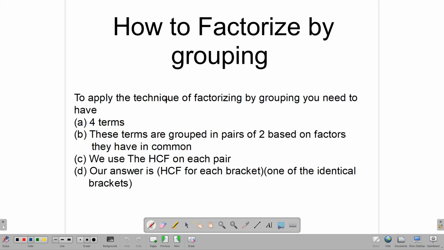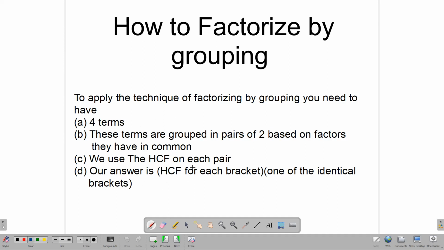So how do we use this factorize by grouping technique? Well, a couple of things. One, to apply the technique of factorizing by grouping, we need to have 4 terms in our expression. That expression needs exactly 4 terms. And these terms are grouped in pairs of 2 based on the factors that they have in common. That's important as well. Thirdly, we use the highest common factor on each pair. And after we have done that, we group our external factors in one bracket and we simply write back one of the other brackets. The 2 brackets in this case tend to be identical.